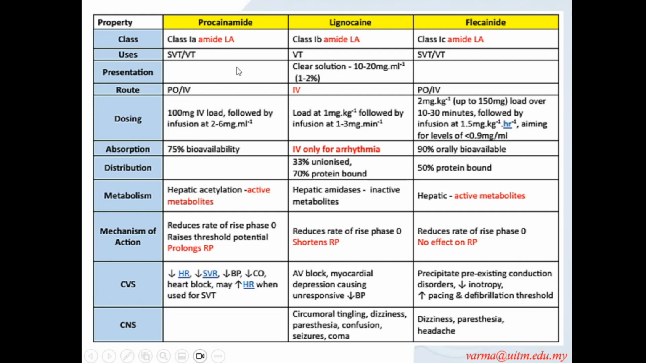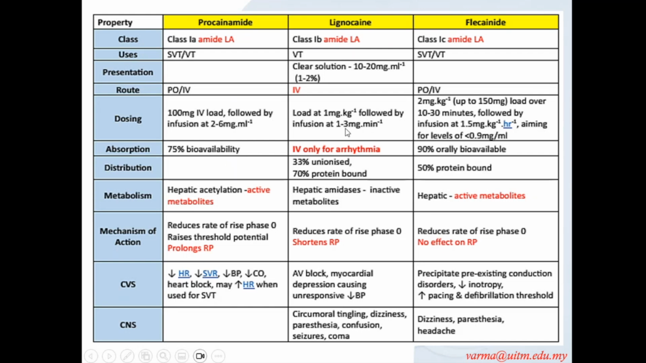Okay. Procainamide and flecainide are available as oral, whereas lignocaine is only available as IV for antiarrhythmics, as in we only inject IV for antiarrhythmic use. Of course, lignocaine used as LA, we give subcutaneous, we give epidural, whatever. Here, what they're talking about is only antiarrhythmic use. So for antiarrhythmic use, lignocaine is only used as IV, not anything else.